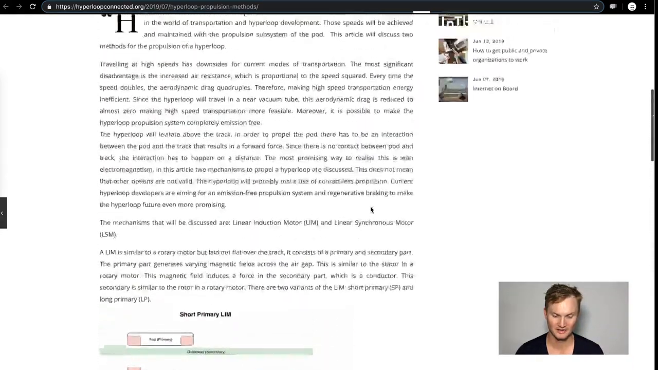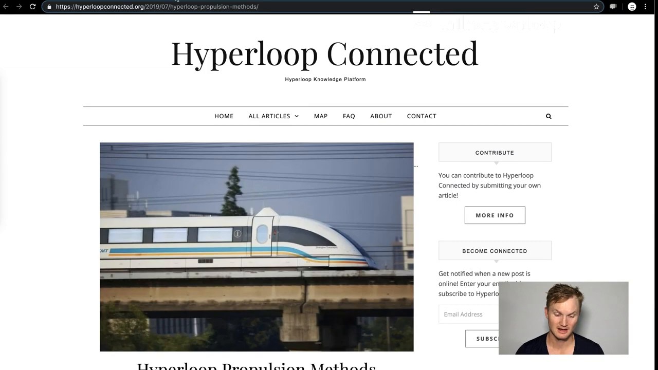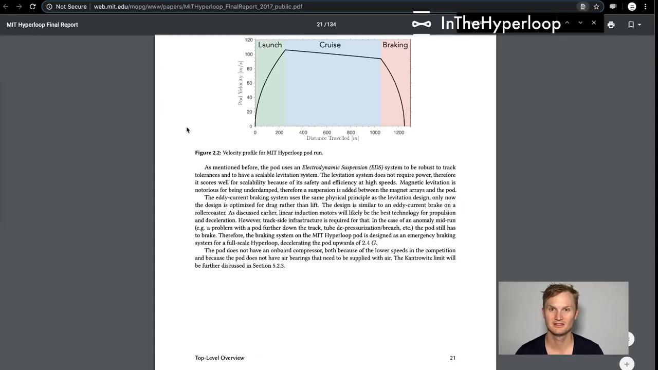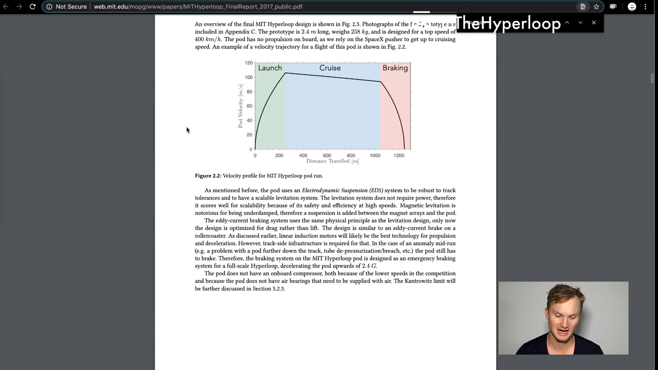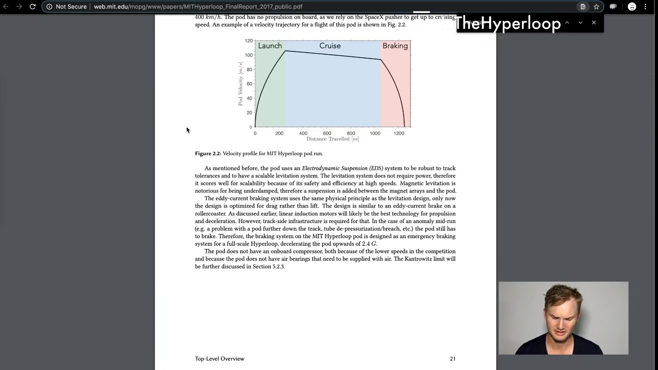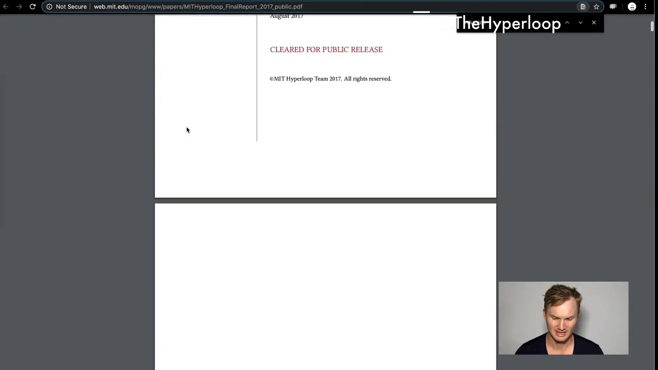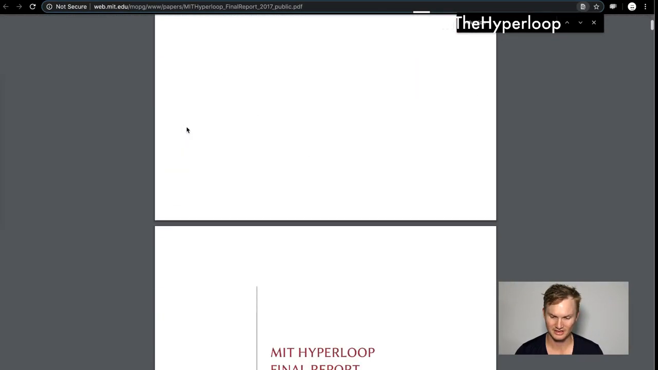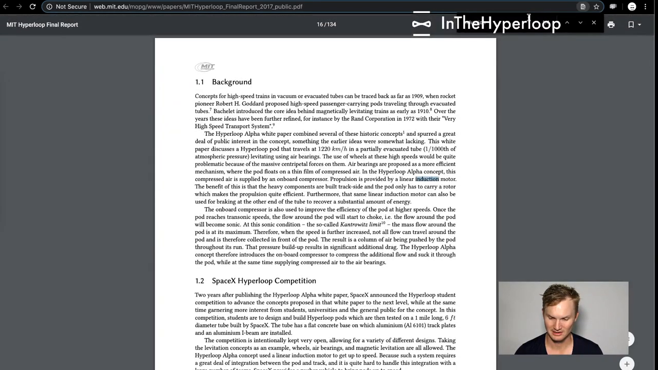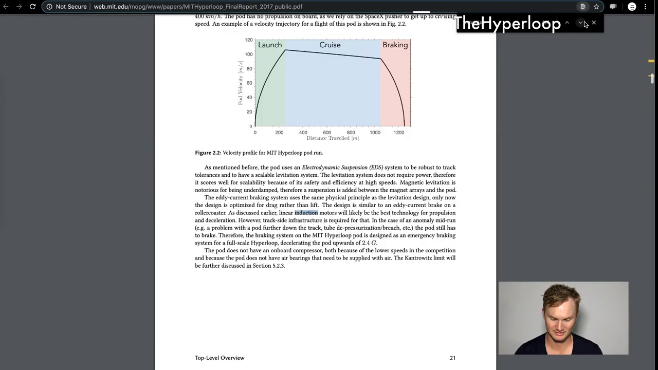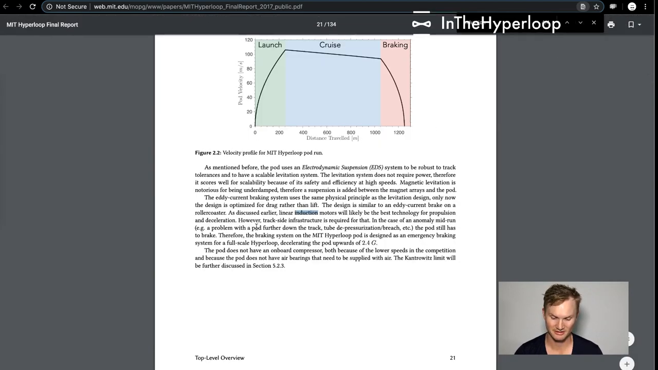So I would highly recommend you read the rest of this. But other universities have done research on this. MIT Hyperloop a couple years ago published a white paper on their pod, and they talk a lot about induction motors, and I would highly recommend you check out this white paper. As described earlier, linear induction motors will likely be the best technology for propulsion and deceleration. However, trackside infrastructure is required for that.